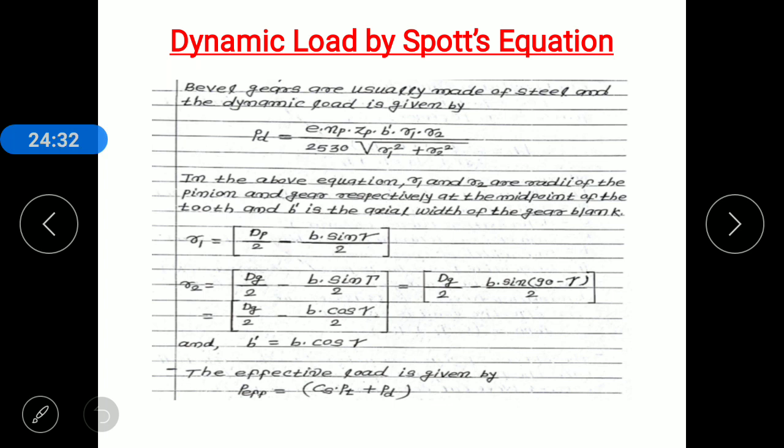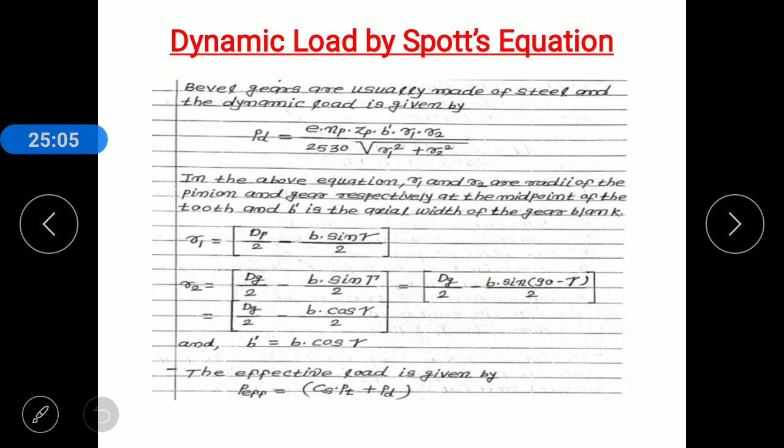R2 is the mean radius for gear, that is dg by 2 minus b into sine lambda by 2. Lambda is the pitch angle for the gear. That relation we have to modify: dg by 2 minus b into sine 90 minus gamma. Sine 90 minus gamma is cos gamma, and therefore the mean radius for the gear, R2, is equal to dg by 2 minus b cos gamma divided by 2, and the axial width of the gear blank b dash is equal to b into cos gamma.